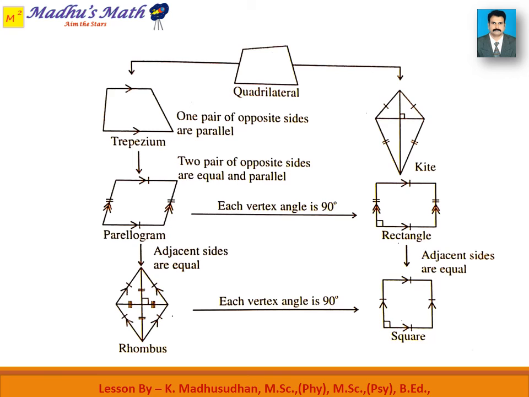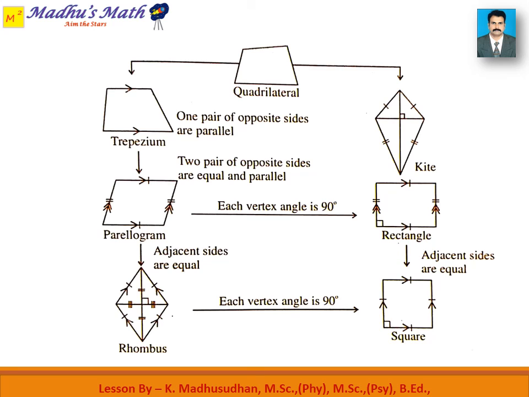So here we have the different types of quadrilaterals fixed in a single chart. The quadrilateral in which one pair of opposite sides are parallel, we call a trapezium. In turn, if both pairs of opposite sides are equal as well as parallel, then it is called a parallelogram. In a parallelogram, if each angle is 90 degrees, it becomes a rectangle. In a parallelogram, if all sides become equal, then it becomes a rhombus.